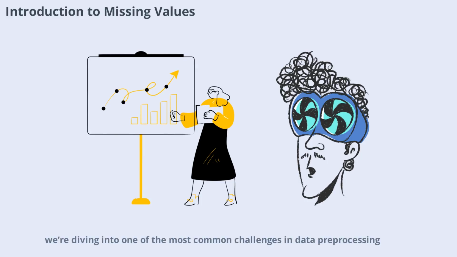Today we're diving into one of the most common challenges in data preprocessing, handling missing values. Whether you're working with a small dataset or massive data warehouses, missing values can disrupt your analysis and lead to inaccurate results. Understanding why data goes missing and how to address it is crucial for any data professional. In this video, we'll explore the causes of missing data, the impact it can have, and practical strategies to handle it effectively. Let's start by understanding what missing values are and why they occur in the first place.